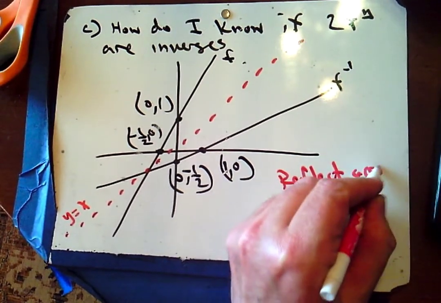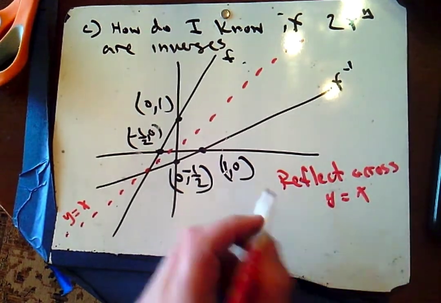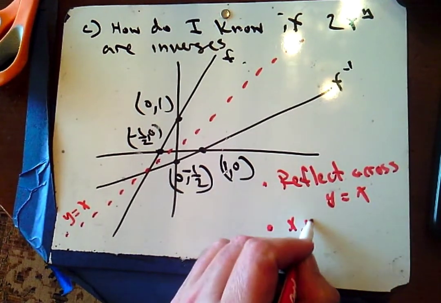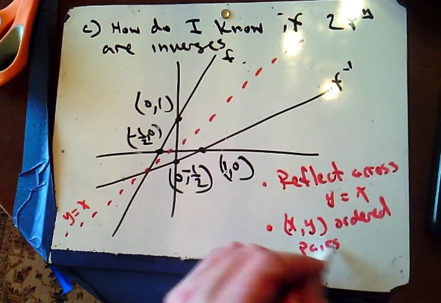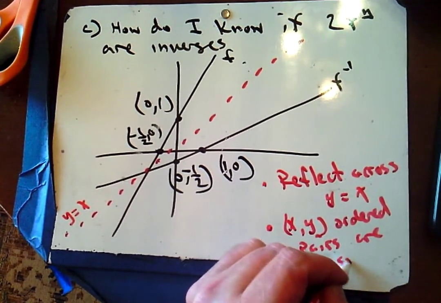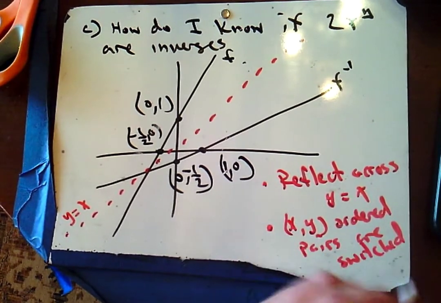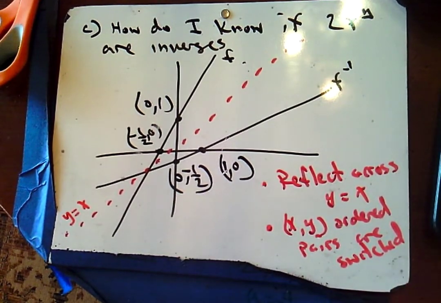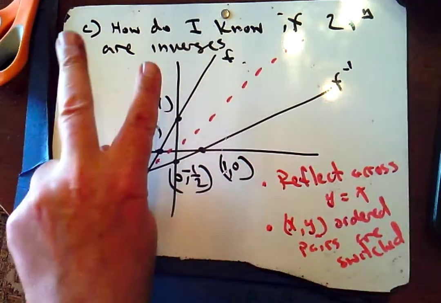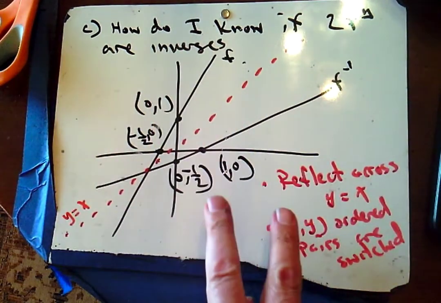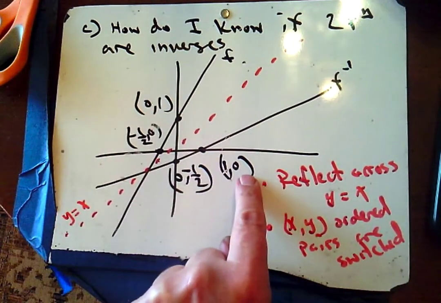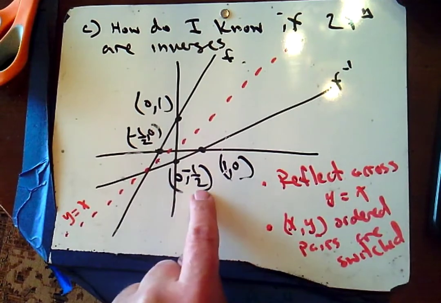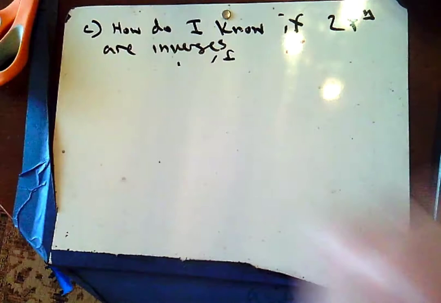And the x, y ordered pairs are switched. That's what I would see as well. Okay, so we talked about from a table, if the x's and y's here are the y's and x's over here, if we've switched, we can see that here as well. (0, 1) becomes (1, 0), (-1/2, 0) becomes (0, -1/2). Then that's how we can determine if two functions are inverses.